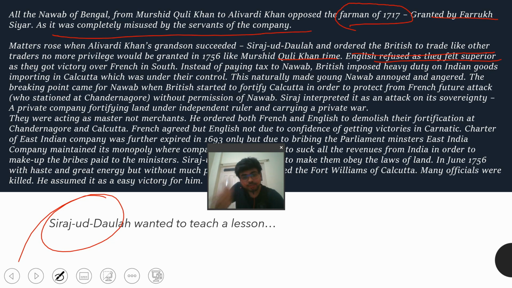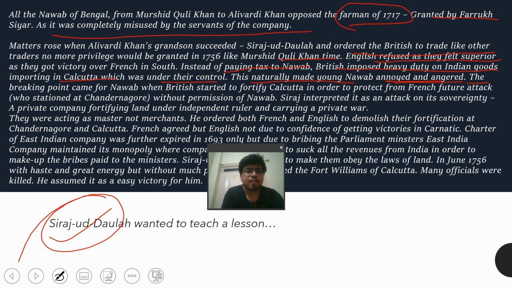This is before the Battle of Plassey. Instead of paying tax to the Nawab, the British imposed heavy duty on Indian goods imported into Calcutta, which was under their control. This naturally made the young Nawab, Sirajuddaulah, annoyed and angered.